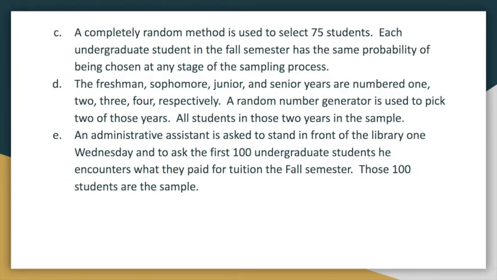The freshman, sophomore, junior, and senior years are numbered 1, 2, 3, 4 respectively. A random number generator picks 2 of those, and then we sample all the students in each of those categories. That would be cluster sampling. And then we have an administrative assistant who's asked to stand in front of the library one Wednesday to ask the first 100 students he encounters. That would be convenience sampling.